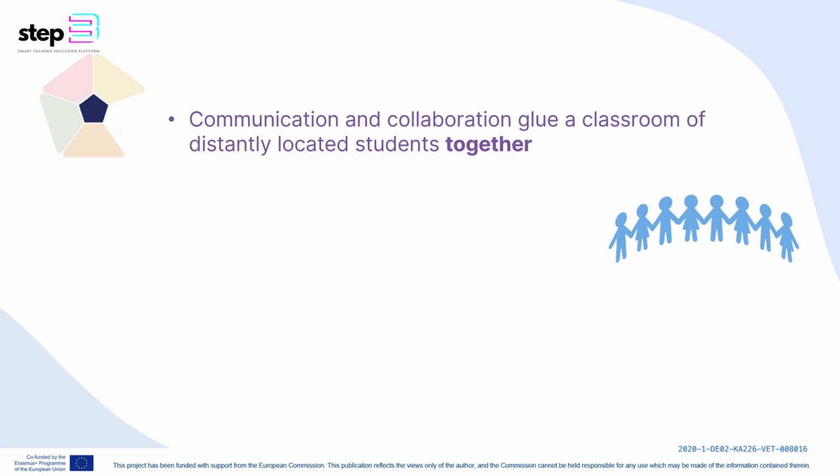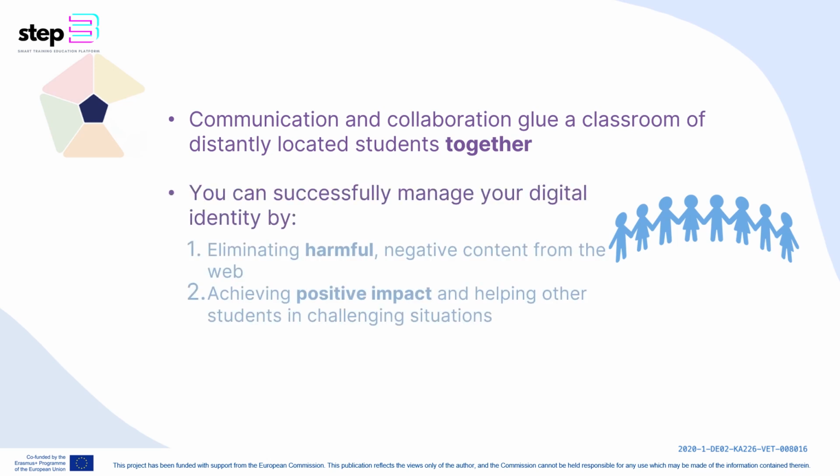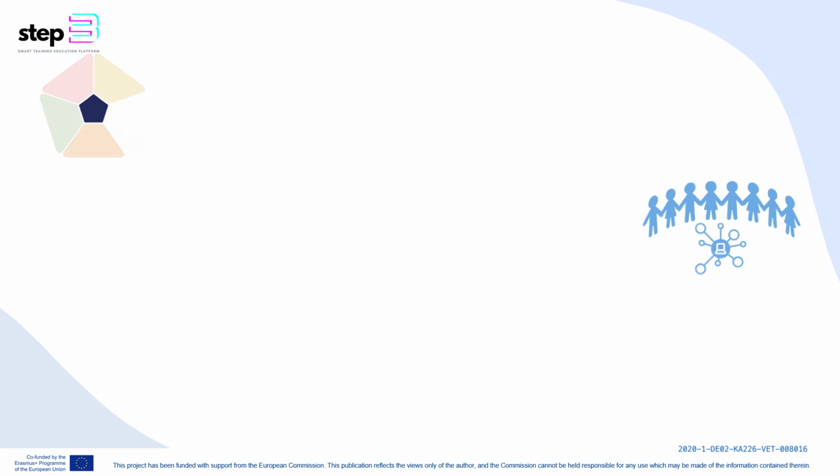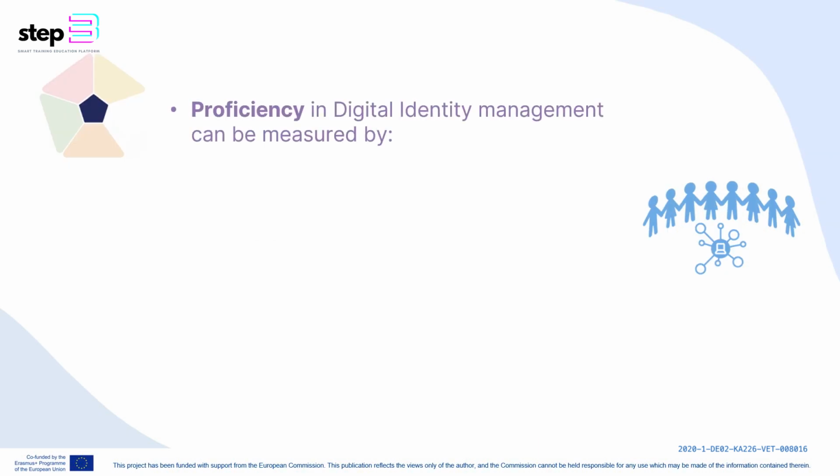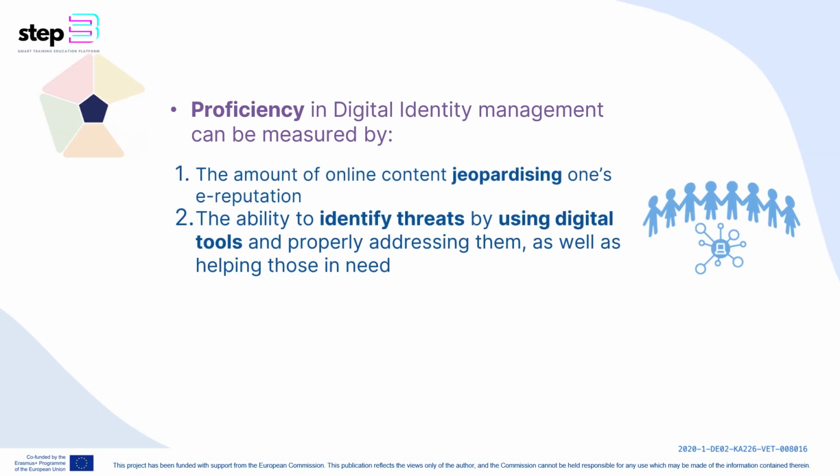You can successfully manage your digital identity by eliminating harmful, negative content from the web, and by achieving positive impact and helping other students in challenging situations. Proficiency in digital identity management can be measured by the amount of online content jeopardizing one's e-reputation and the ability to identify threats by using digital tools and properly addressing them, as well as helping those in need.